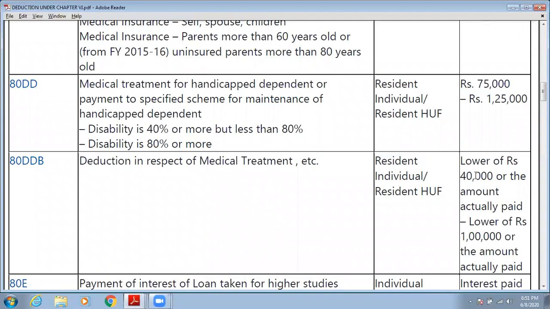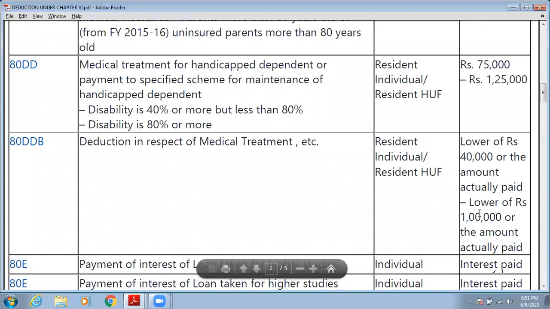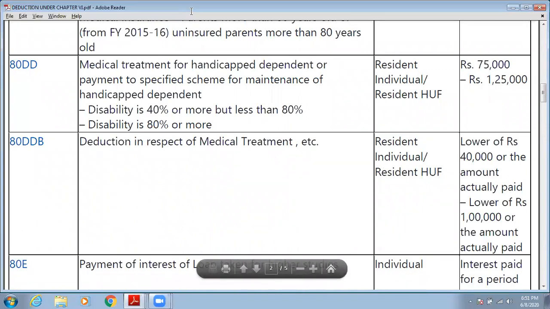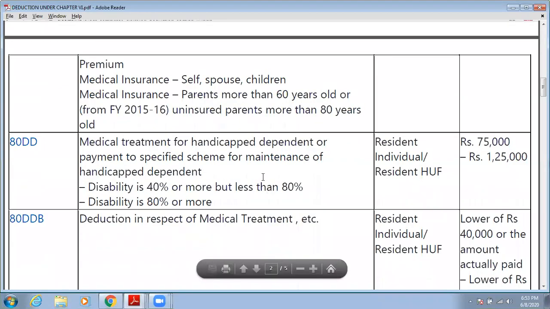What will be the quantum of deduction? So lower of rupees 40,000 or the amount actually paid. Okay. So lower of rupees 40,000 or the amount actually paid, or lower of rupees 1 lakh or the amount actually paid will be your quantum of deduction. What is it? Let me read. Yes. So deduction in the section 80DDB is allowed to the person who is paying some medical treatment amount. This deduction will be allowed to resident individual, resident HUF.